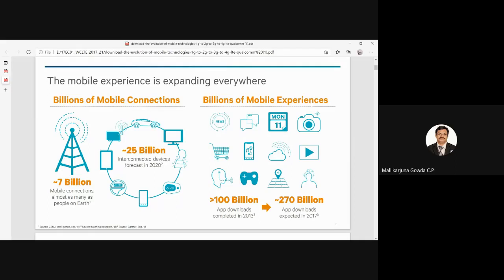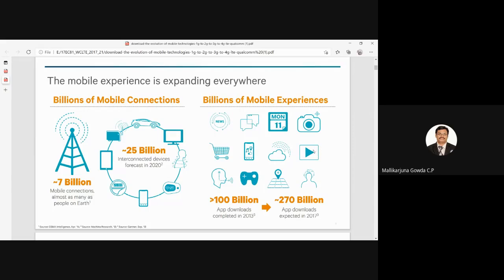The billions of mobile experiences means you'll be able to watch the news on mobile, chat, have a calendar and a camera on your mobile. You will be able to order your grocery, anything you want, hear music, get weather monitoring, know about the location, then gaming. Then what else?